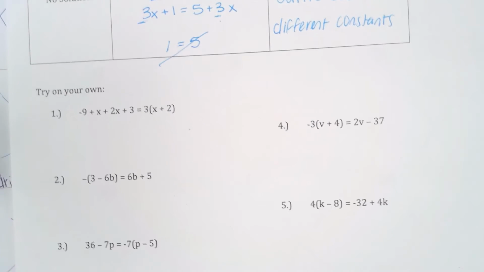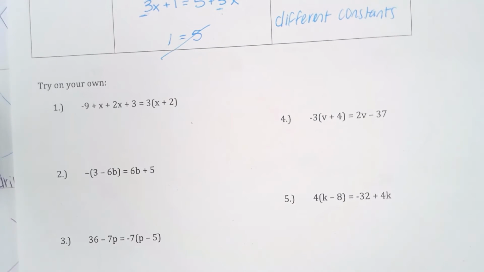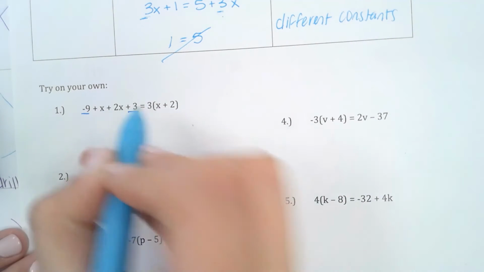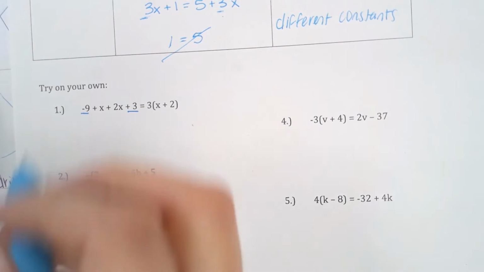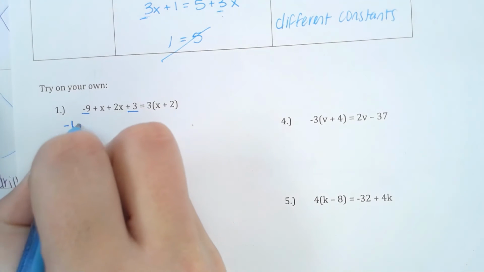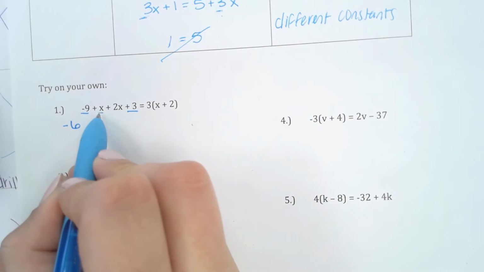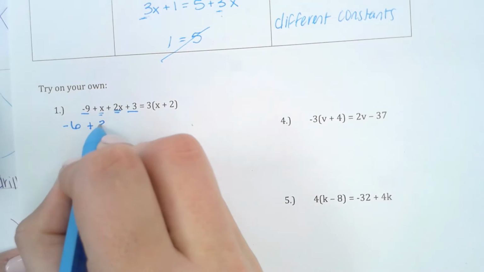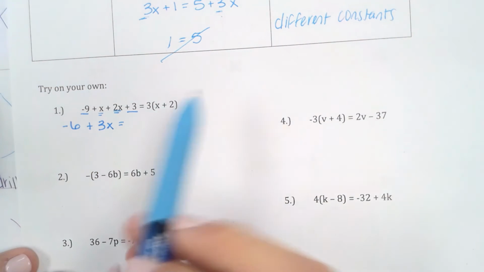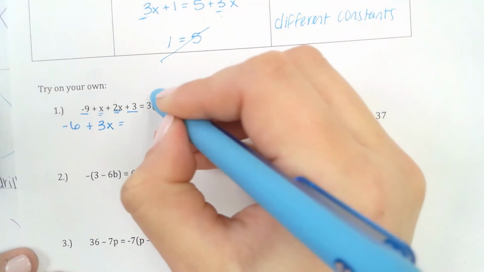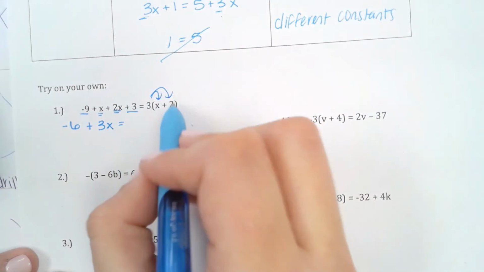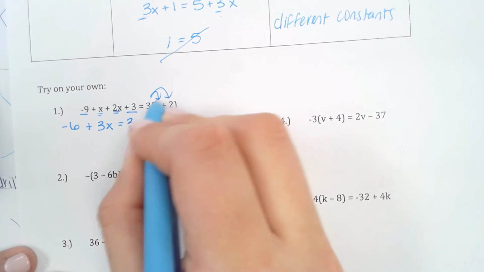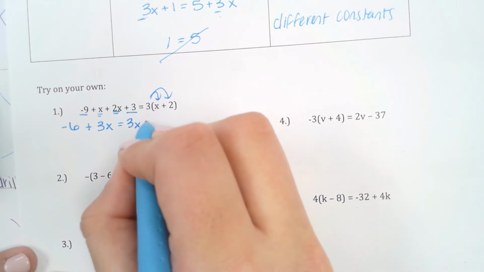Remember, when you are solving these, you must always simplify first. Looking at my left side, I notice that I can combine the negative 9 plus 3 to give me negative 6. I can also combine my x and 2x because those are like terms, and that would give me 3x. Over here on the right side, I see a distributive property that I can do. So 3 times x is 3x, and then 3 times 2 is 6.